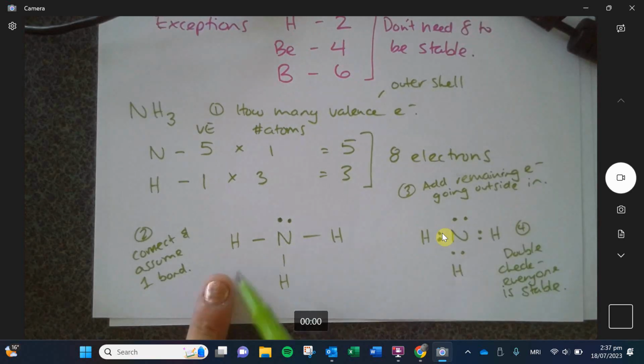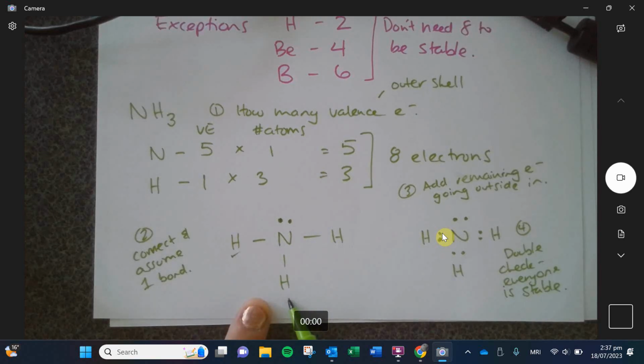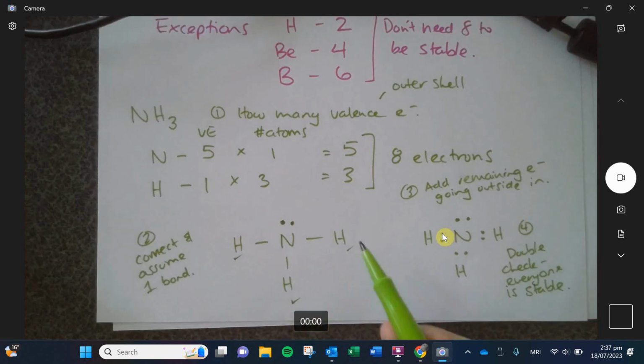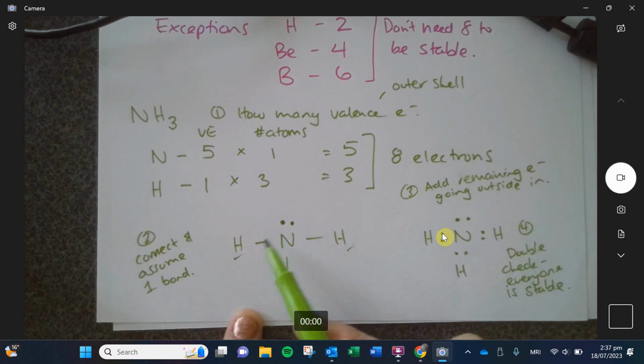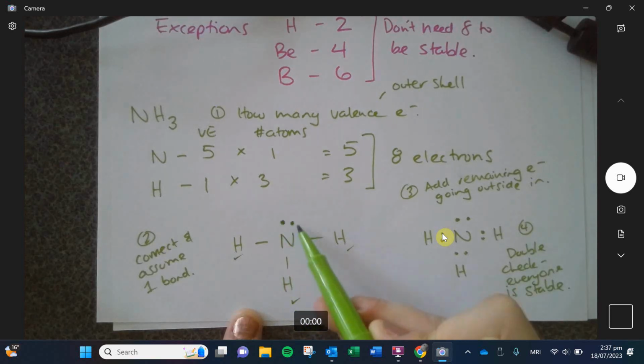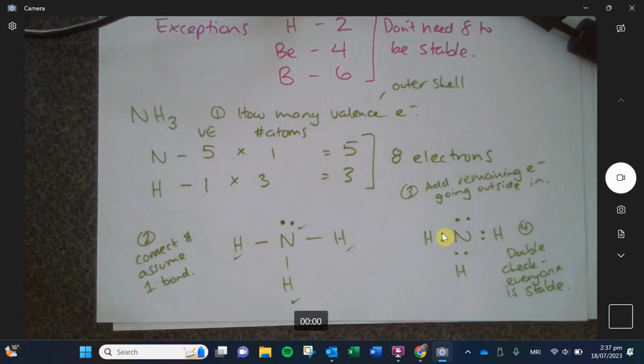So I look to see, does hydrogen have 2? Yep. Does this hydrogen have 2? Yep. Does this hydrogen have 2? Yep. Does nitrogen have 4? 2, 4, 6, 8. The nitrogen's fine as well. Everybody's stable. I know I have my Lewis structure correct.